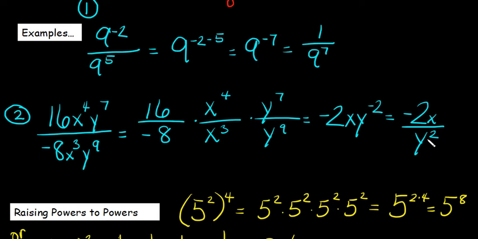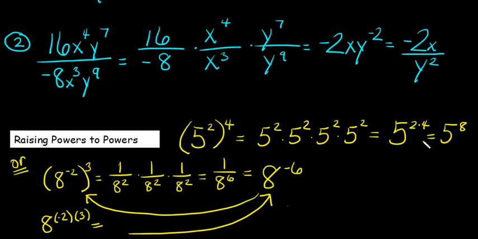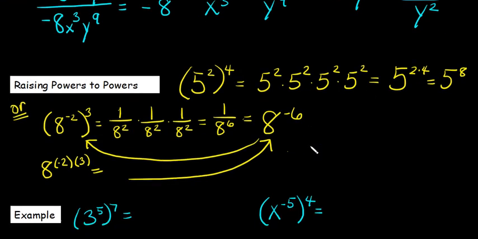All right, what if I have a bunch of powers raised to powers? Let's take a look at this example. Now, I wrote this out just so you could see it. 5 squared raised to the 4th power. This is what in essence you're doing. You're doing 5 squared times 5 squared times 5 squared times 5 squared, which we said earlier means 5 to the 2 times 4, which is 5 to the 8th.